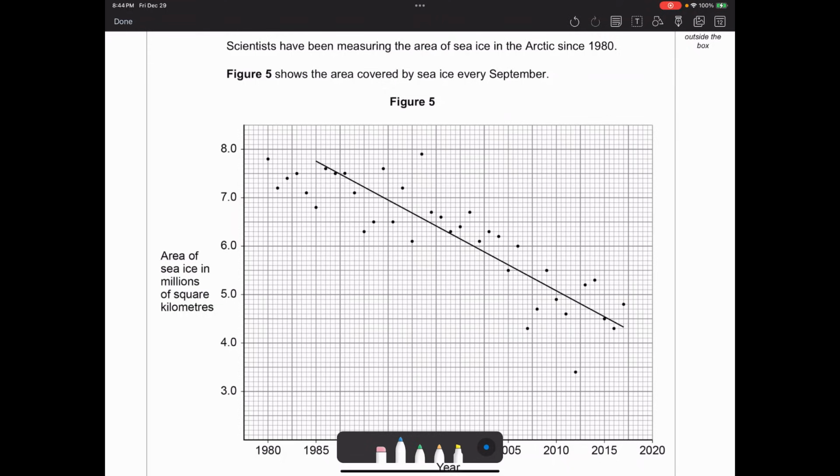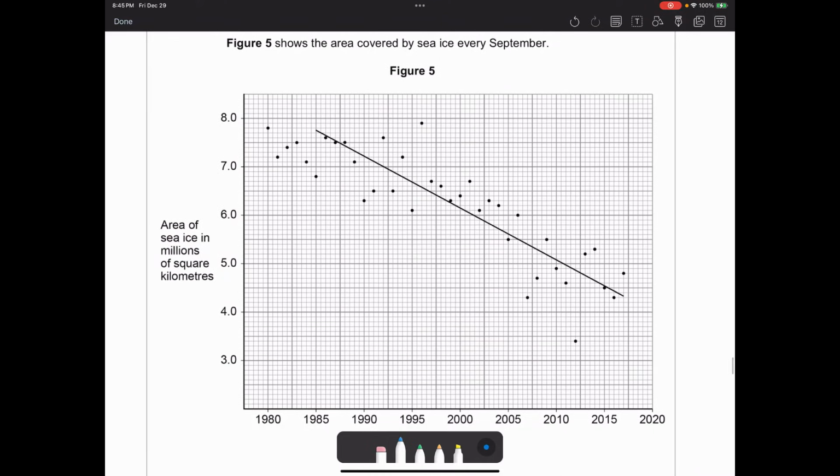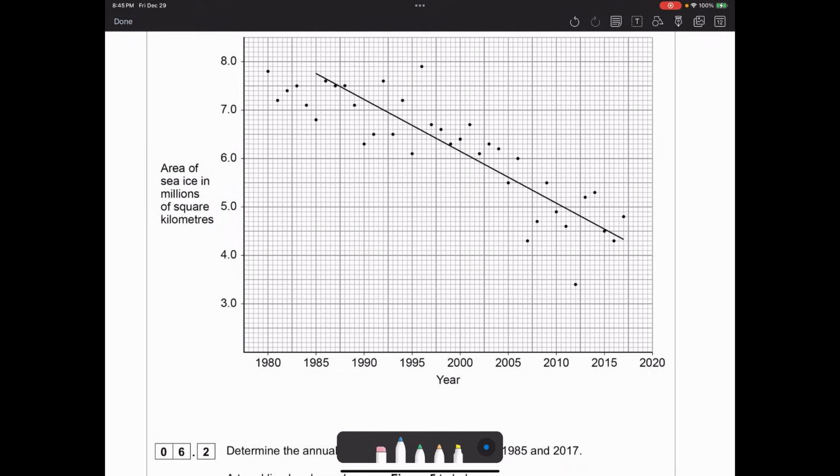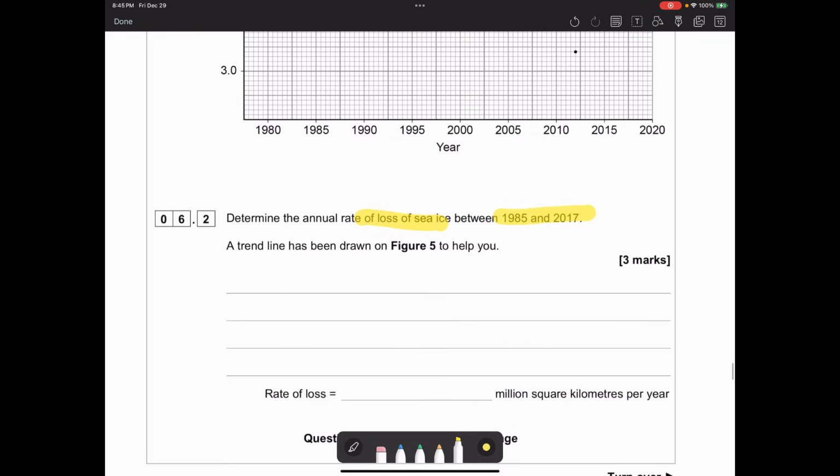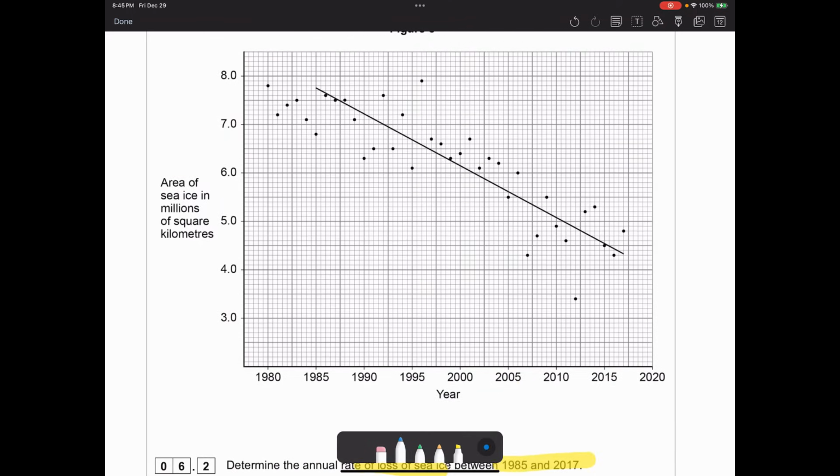Scientists have been measuring the area of sea ice in the Arctic since 1980. Figure 5 shows the area covered by sea ice every September. So you've got the year and the area of sea ice in millions of square kilometres. Determine the annual rate of sea ice loss between 1985 and 2017. A trend line has been drawn for you. So we are working out the rate of loss per million square kilometres per year. So how much ice is being lost per year between 1985 and 2017, okay, which would be at this point here on my graph. Now you've already got the line of best fit given to you, so you make sure you will use that line of best fit.